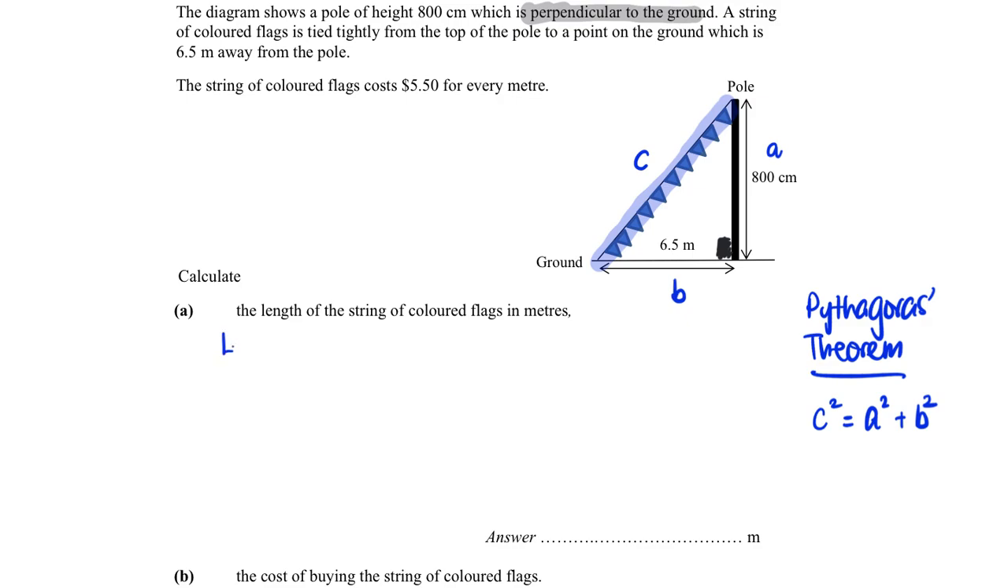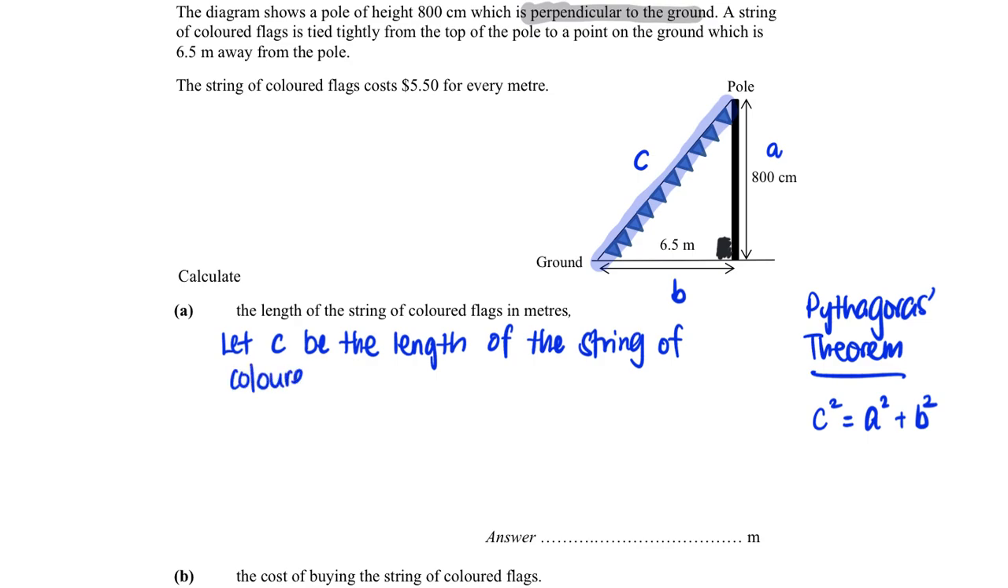So I could let C be the length of the string of colored flags as shown. At this stage, do take note of one very important point. They are given in meters, so this is good. But this 800 cm is not in meter. So we should express this in terms of meter first before we apply the formula direct.